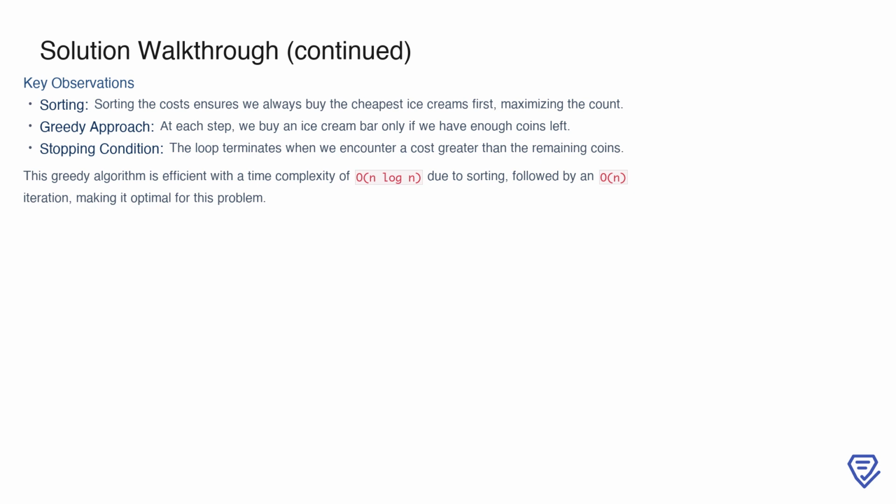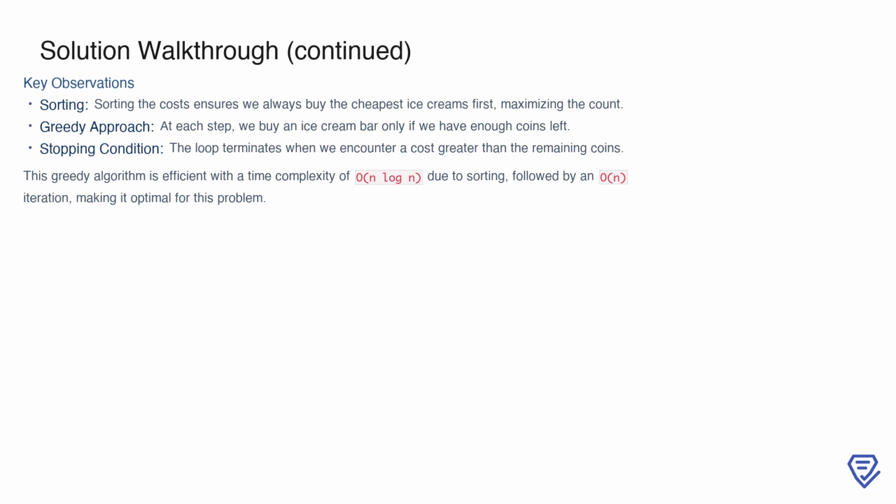This method is both efficient and effective, with a time complexity of O(n log n), due to the sorting step, followed by an O(n) iteration through the costs. Together, these make the greedy approach optimal for solving the problem of maximizing the number of ice cream bars we can purchase.